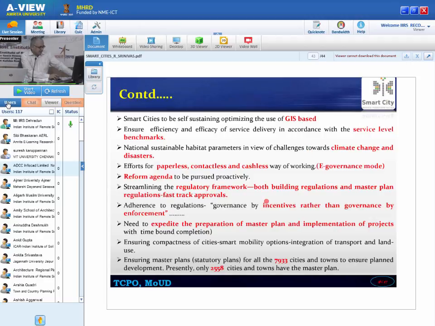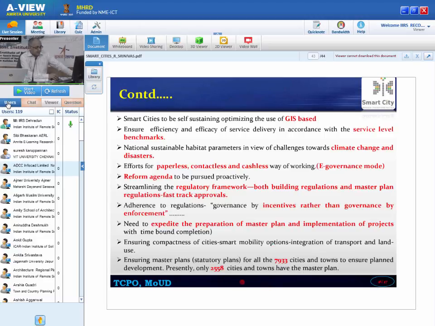Then these things I have already mentioned, but one sentence I would like to add: efforts for a paperless, contactless, and cashless way of working. This the urban local bodies must ensure, and this will also go towards ease of doing business. Then the reform agenda to be pursued proactively, streamlining the regulatory frameworks. These have to be simplified and put on a fast track. Then adherence to regulations, governance by incentives, not by enforcement, not by clauses saying that you will totally demolish the project or the houses or any buildings. Rather, it has to be driven through incentives. Now, we need to expedite the preparation of the master plan as early as possible. That is one of the conditions to be adhered to. Ensuring compactness of the city through various mobility options.